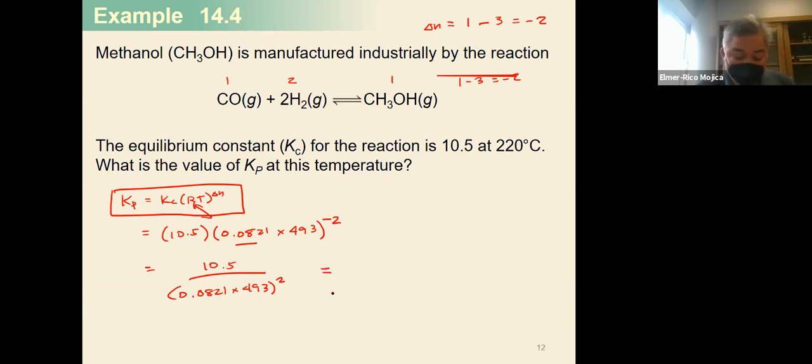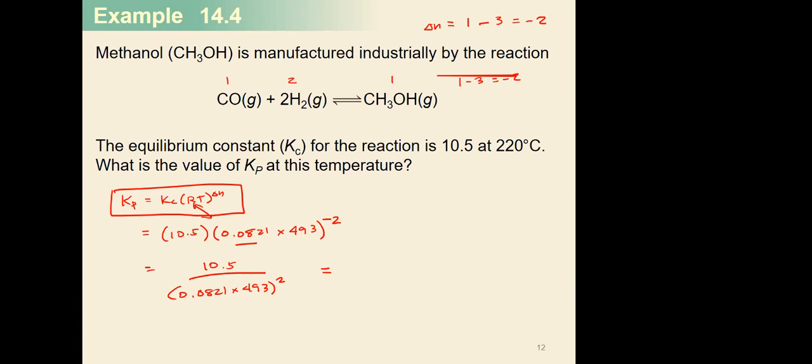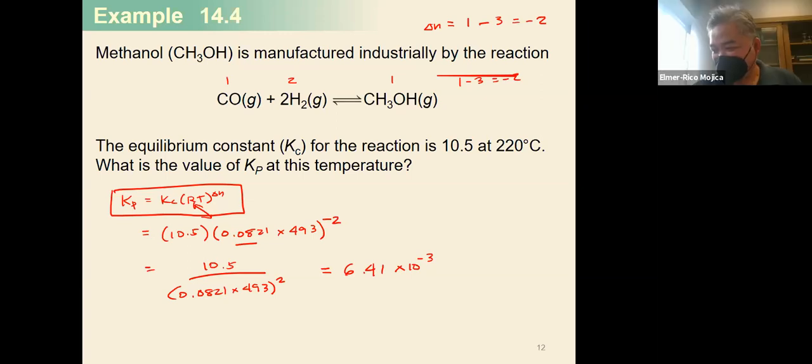So what do you get? Just want to make sure it's the same as the one that I have. I got 6.41 times 10 raised to minus 3. Yeah, that's what I got too. Okay, very good. That's what I want everyone to do, you do the calculation in real time.